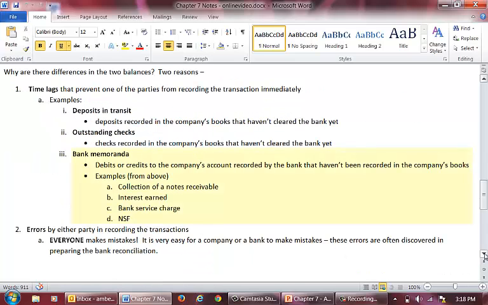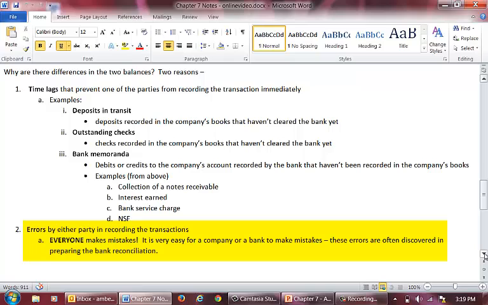Second, outstanding checks are checks recorded in the company's books that haven't cleared the bank yet. They are similar to deposits in transit as they will be reflected in the book balance but not the bank balance. Lastly, bank memoranda are adjustments made by the bank that the company doesn't know about until they receive the bank statement for the period, as discussed previously. These items will be reflected in the bank balance but not the book balance.